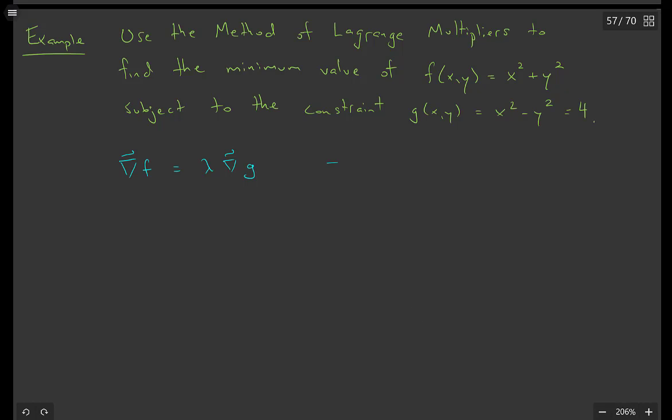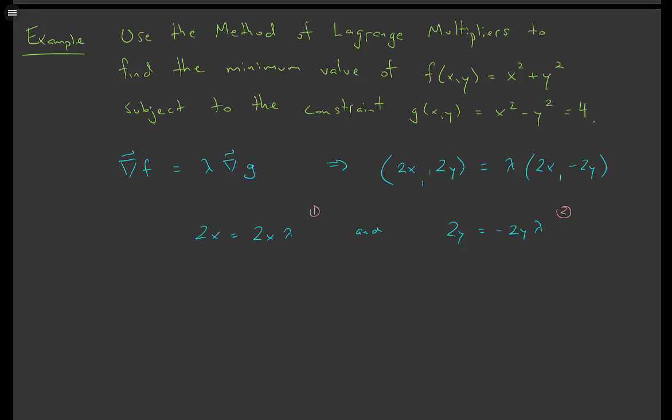So this equation, if we write it in component form, gives us partial derivative of f with respect to x is 2x, partial derivative of f with respect to y is 2y, and then that's equal to lambda times partial of g with respect to x, partial of g with respect to y. It's minus 2y. In other words, it gives us two equations. 2x is equal to 2x lambda, and 2y is equal to minus 2y lambda. Let's call those equation 1 and equation 2.